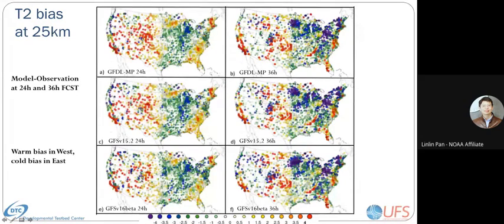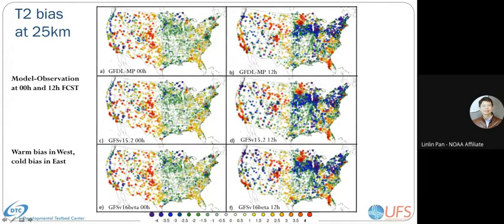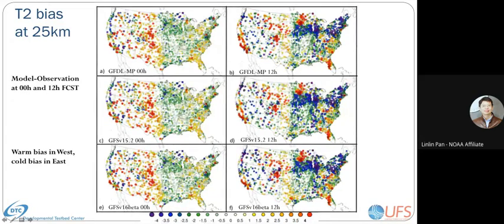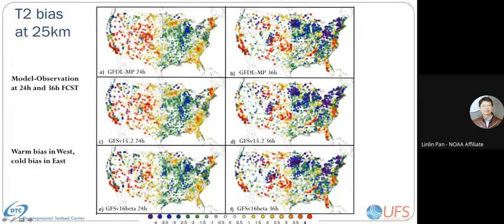This is the 24-hour and the 36-hour forecast. Basically, the 24-hour forecast has a similar pattern to the 0 hour forecast. Then the 36-hour forecast pattern is similar to the 12-hour forecast, but the magnitude becomes larger. We can see it's obvious they have a diurnal cycle inside.